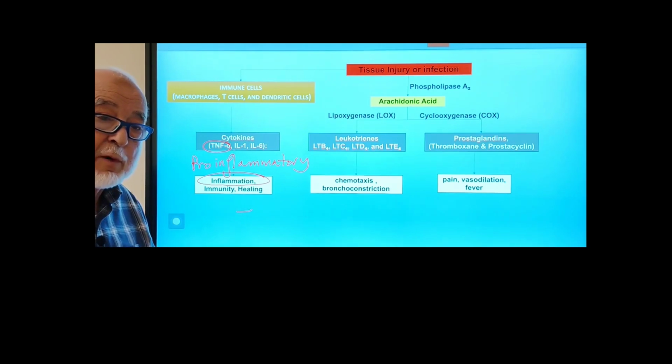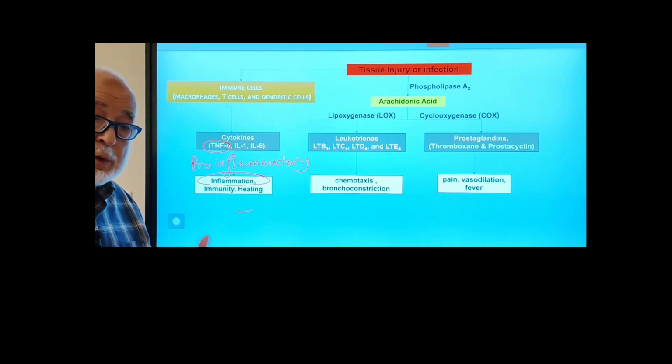After the finishing of the process of inflammation, inflammation is protective. It protects the tissue against the damage which takes place during an attack or physical insult or viral infection or bacterial infection. The second step is the anti-inflammatory cytokines.